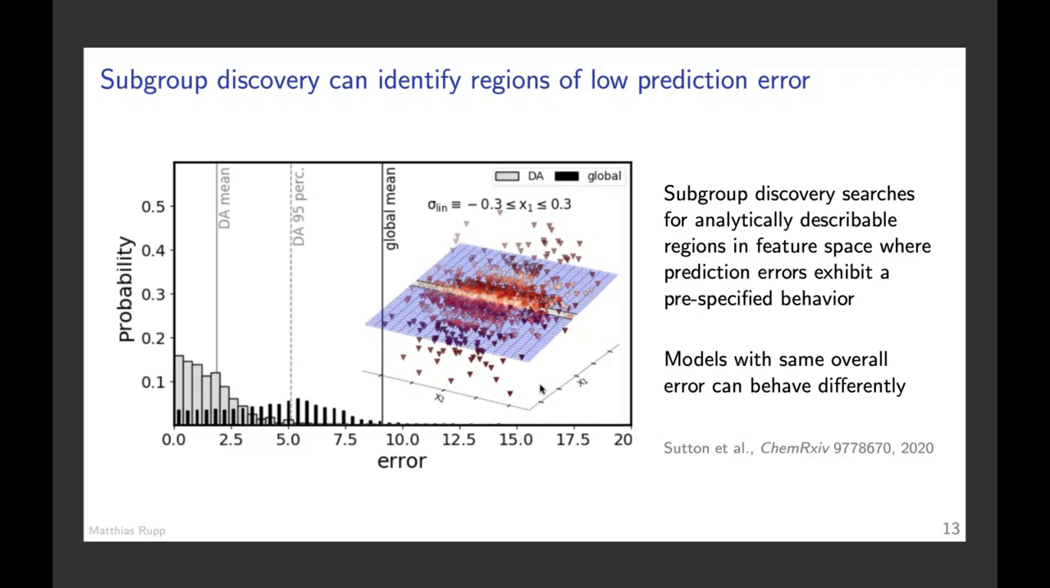So what the so-called subgroup discovery methods allow you to do is identify analytically describable regions in your feature space where the model exhibits, let's say, cohesive behavior, for example, consistently low error. You can specify that for the method. And basically here it finds this strip. And if you look at the distribution of errors, you see that if you only look at the strip, which is the gray histogram, then the errors are all very low in the identified region, and overall very much higher. So this can be interesting for analysis of your machine learning.